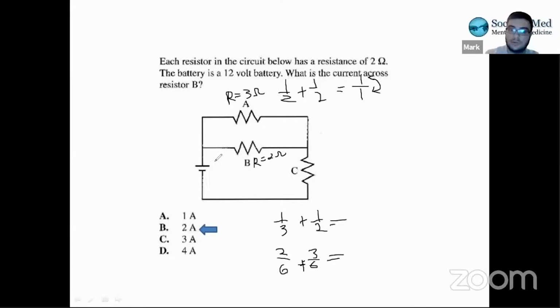Right, and then you just add that up and you get 5/6. Then you just flip it, so the total would be 6/5. That would be the total resistance.